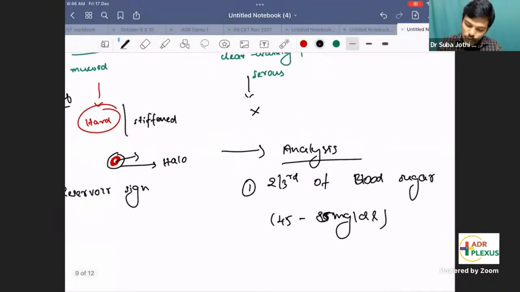Then we can do beta 2 transferrin estimation. This is a very important investigation. If the collected fluid contains beta 2 transferrin, it is only in CSF fluid that beta 2 transferrin will be present. But in nasal discharge, this beta 2 transferrin will be absent.